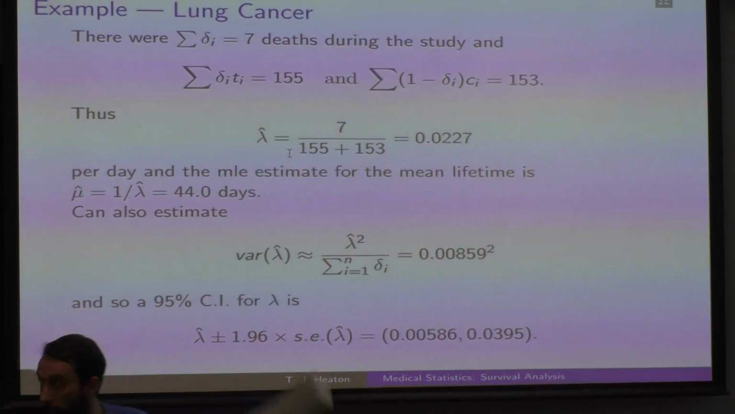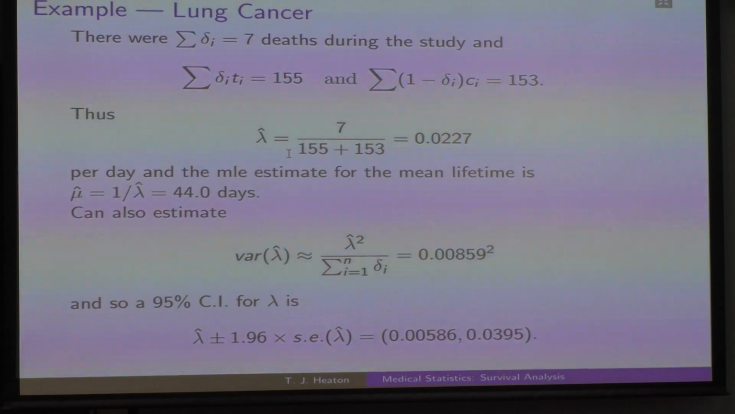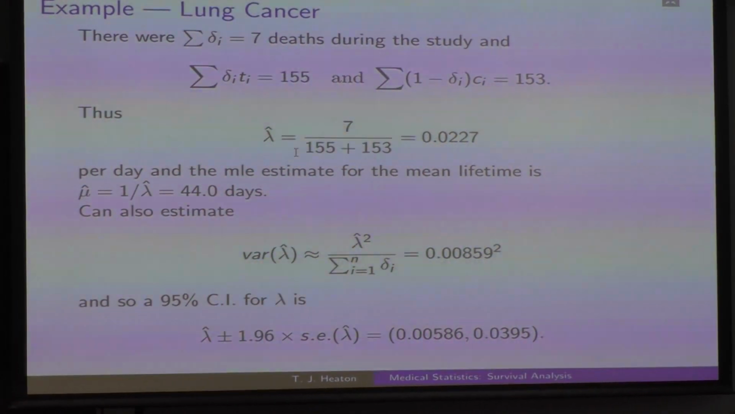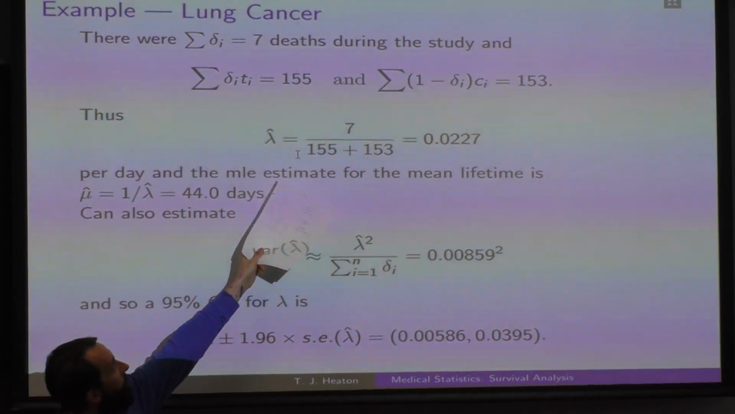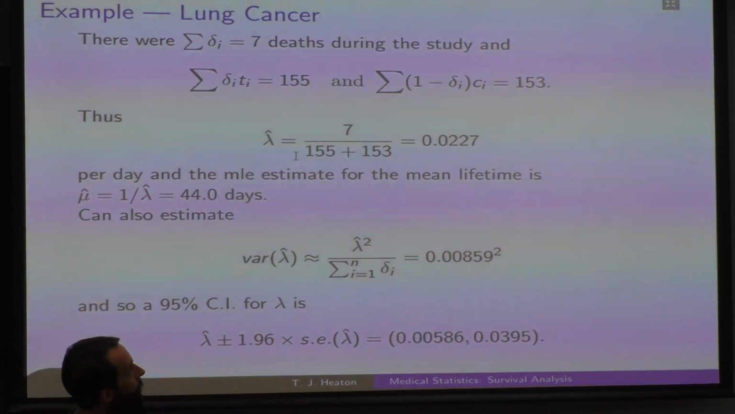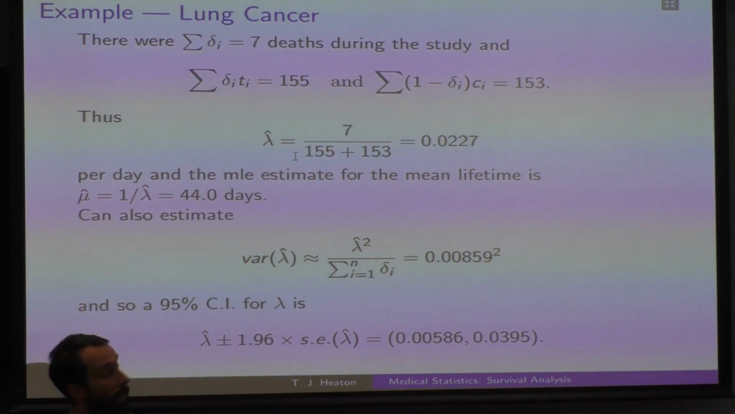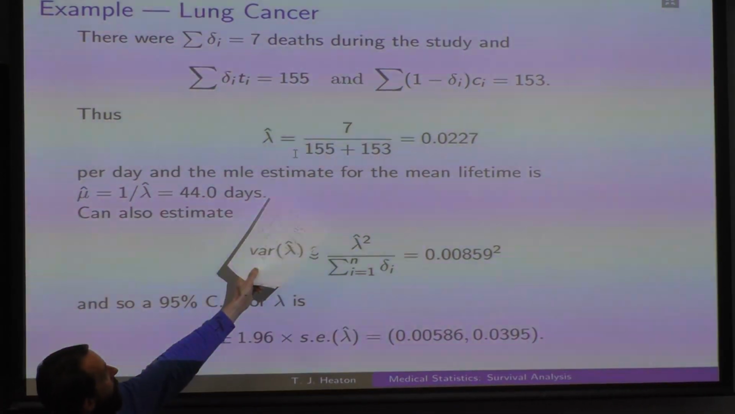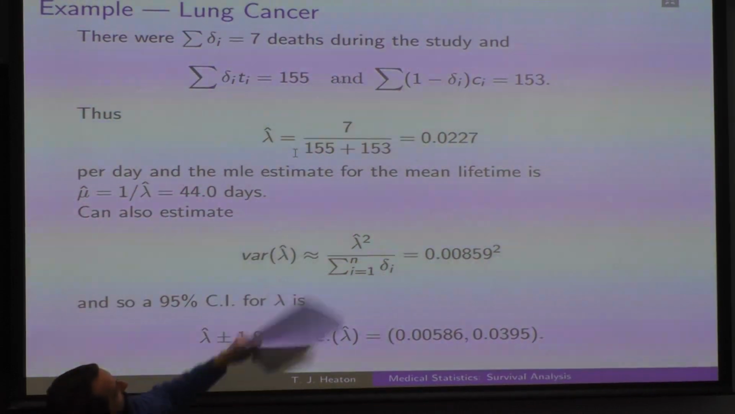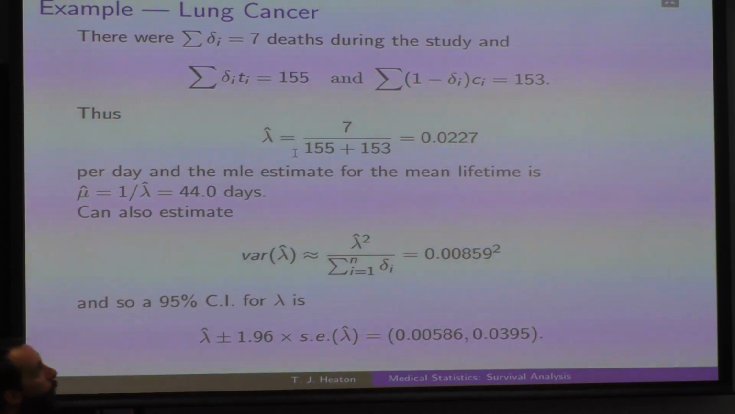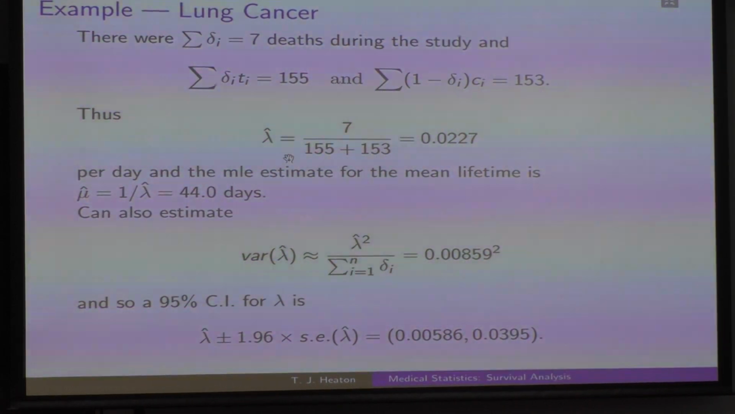Okay, so if I'm going to fit an exponential distribution to my data, all I have to do is divide 7 by the total length of time that I observed everybody alive for, which is 308, and I get 0.0227. Okay, so that's my MLE for my rate parameter if I'm happy modelling my data by an exponential distribution.